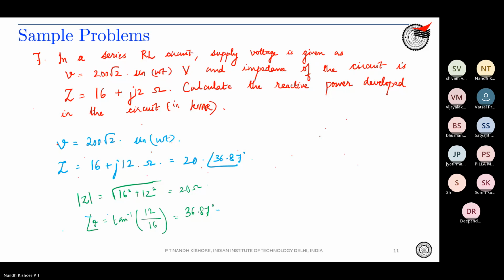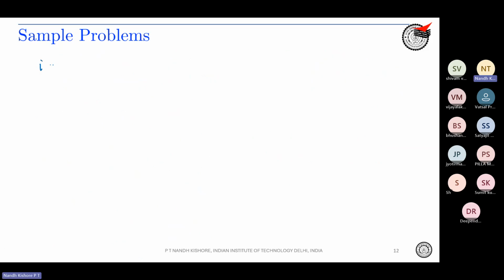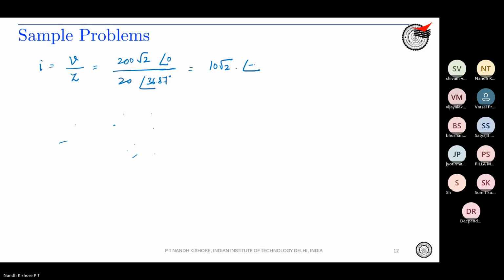Okay. So next is what is the current, right? So your I is equal to V by Z, which is 200 root 2 sin omega t. With sin omega t, I will write this as angle 0, and your Z is going to be 20 angle 36.87. Right? So I can write this as 10 root 2 angle minus 36.87 degrees. Correct? This is my current in amperes.